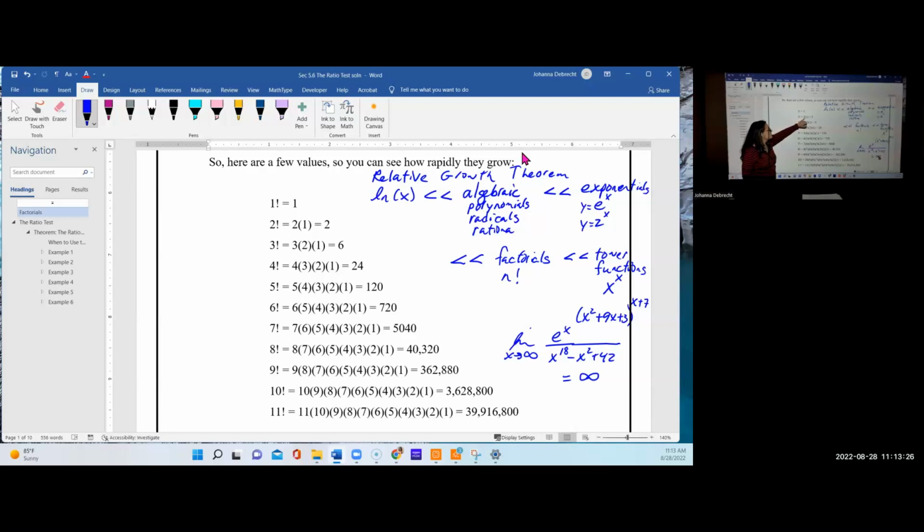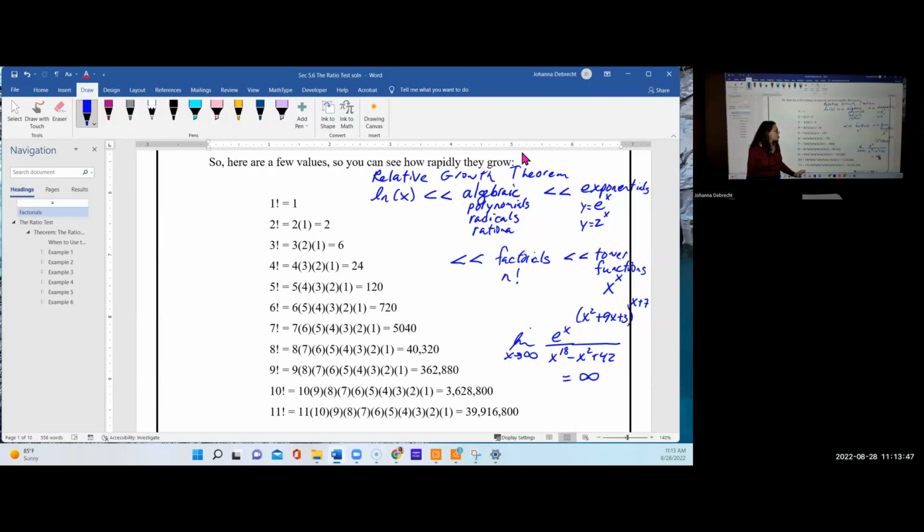And 2 factorial is 2 times 1. 3 factorial is 3 times 2 times 1, which is 6. 4 factorial just multiplies the previous result by 4, so we get 24. 5 factorial multiplies the previous result by 24, so we get 120. Notice how rapidly this grows.